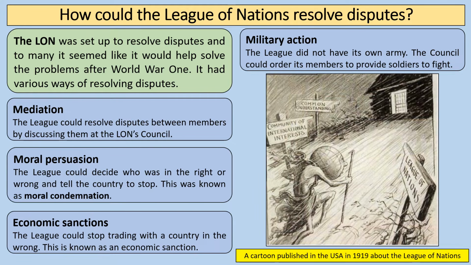Probably more effective than that would be economic sanctions, where the League could stop trading with a country that was in the wrong. So that was known as an economic sanction, and this is used against Japan and Italy in the 1930s. Remember, though, with the USA not being a member, these sanctions weren't always effective. And they could also take military action. The League didn't have its own army, but it could order its members to provide soldiers to fight for it.